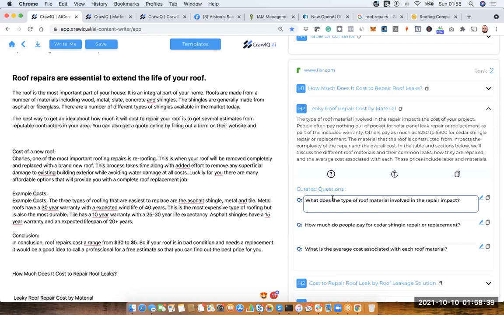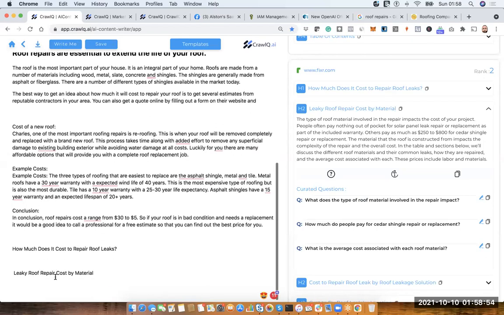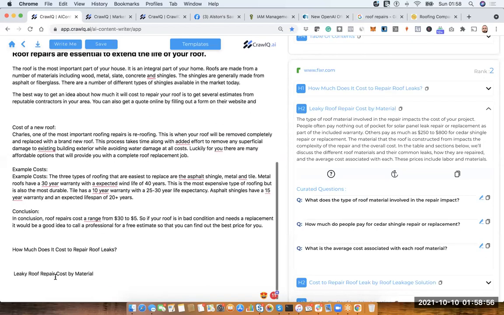Can you add your own H2 in here too, or no? I mean the H2s, the original kicked-out stuff. Can you add your own H2? You mean here, or change the parameters of it? Yeah, like instead of leaky roof repair costs, how about leaky shingle roof repair cost by material or something like that? Can you change that or no? Yeah, you can change it here.